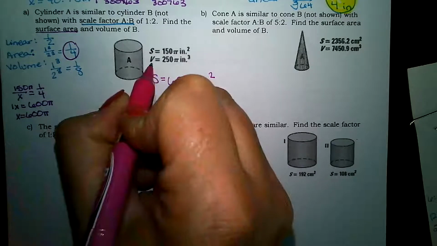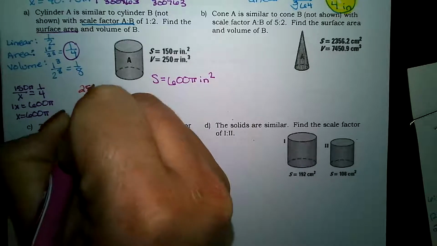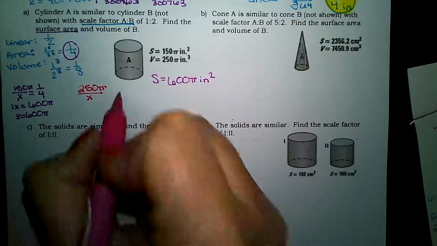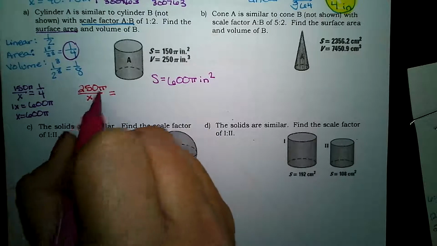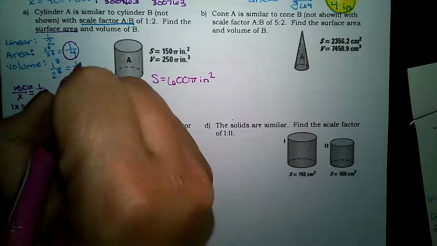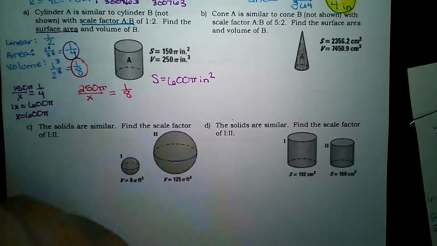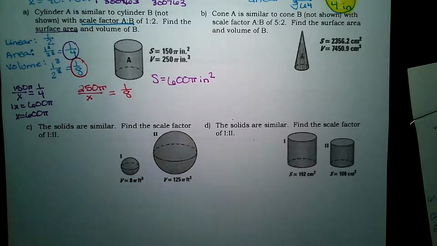The volume of cylinder A is 250 pi. I'm trying to find the volume of cylinder B. Since this is the volume measure, it has to be set equal to the volume ratio of 1 to 8. Now take a moment and solve for x.